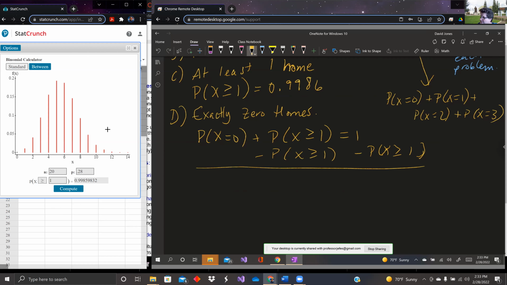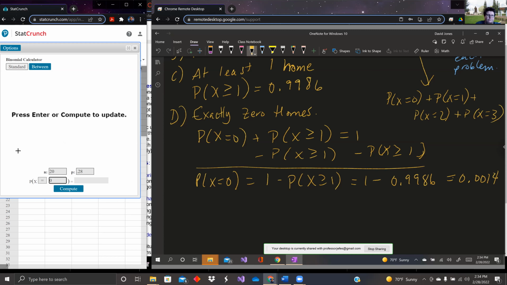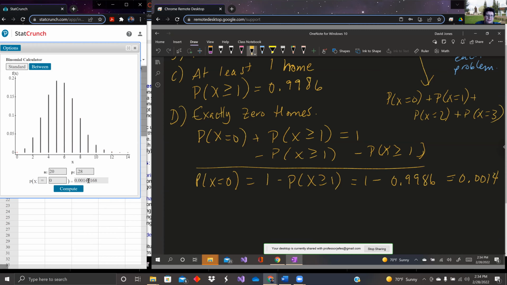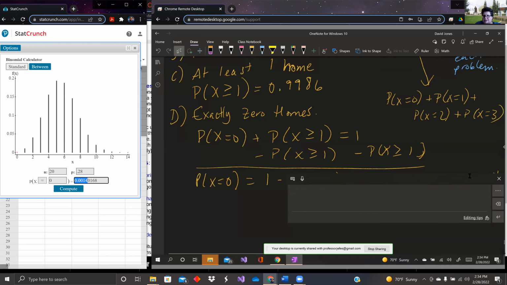And we get the probability that x equals 0 equals 1 minus the probability that x is greater than or equal to 1, which is 1 minus 0.9986. And I think that's 0.0014. And we can check that. I could just go with less than 1. Less than 1 shows it. I could say less than 1, or I could say equals 0. And they both give us that 0.0014 that we just got right over here.